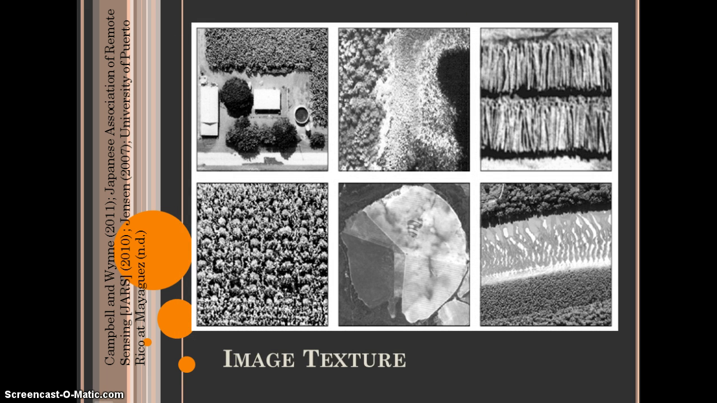Image texture refers to the roughness or smoothness of the image. JARS 2010, page 152, describes image texture as, quote, a group of repeated small patterns. For example, homogeneous grasslands exhibit a smooth texture. Coniferous forests usually show a coarse texture. However, this will depend on the scale of the photograph or image. When you look at each of these 6 images from the University of Puerto Rico at Mayagüez, what texture do you see? Some areas are smooth, others appear rough or three-dimensional.